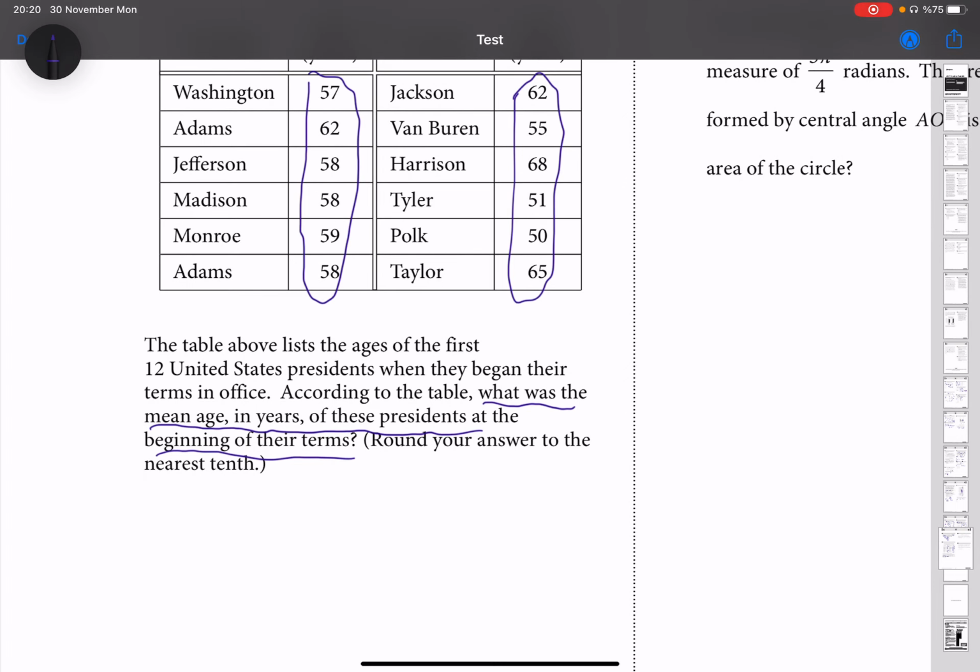So I did it in the calculator. The sum is 703 and the number of presidents was 12. So the answer is 703 divided by 12, which is 58.58. But the question asks me to round the answer to the nearest tenth. So I should write on the answer sheet 58.6, because the nearest tenth is 6.